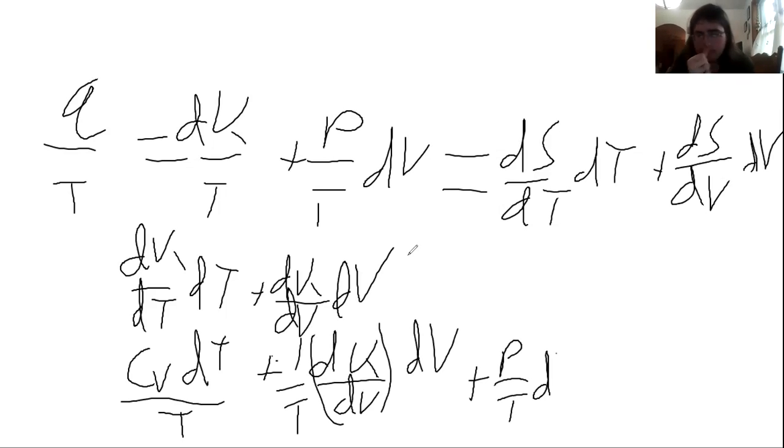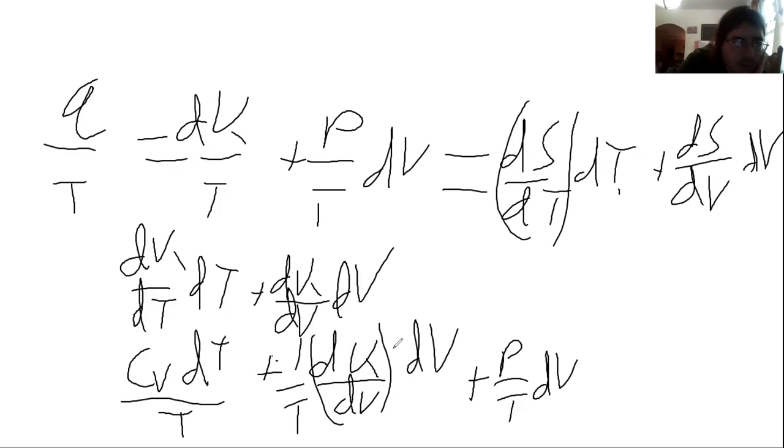Now, at a constant volume, these first two terms drop out. And so we get ds dt, we can divide both sides by dt, and we get that ds dt is equal to Cv over T. It would be Cv over T. So that makes ds dt Cv over T.